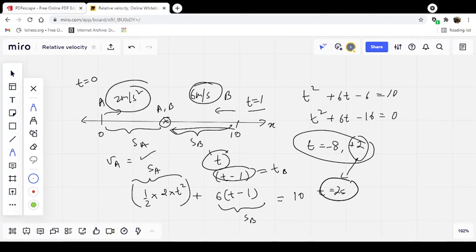At t equal to 2 seconds, the particles A and B would meet at some common meeting point. And where would they meet? The distance SA would be 2 square, that is 4 meters. So they would meet after 2 seconds and they would travel a distance of 4 meters to come at the common point.